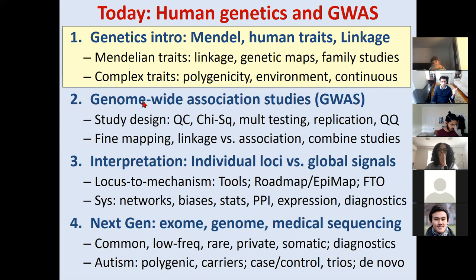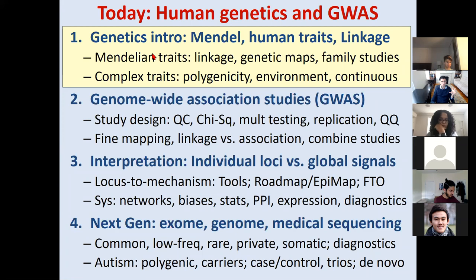Then we're going to dive into the mechanistics of how we actually carry out a genome-wide association study. We're going to talk about study design, QC, the chi-square test, how to correct for multiple hypothesis testing, replication, and then QQ plots. And then we're going to talk about fine mapping and the differences in the results that we have from linkage versus association, in what regimes each method works best between this Mendelian approach and this genome-wide approach, and then how we can combine multiple studies.